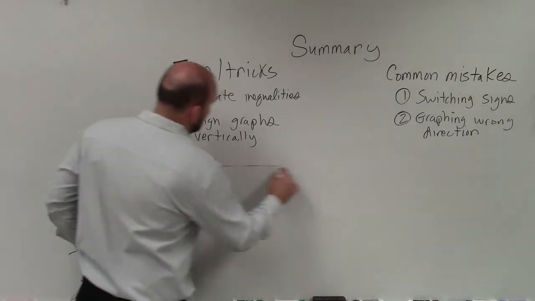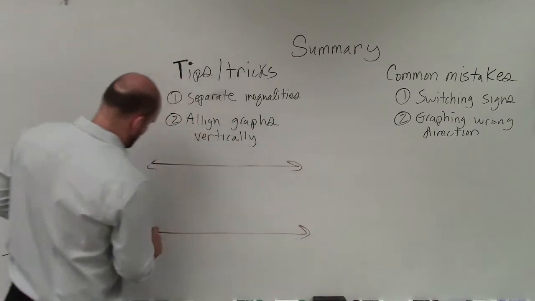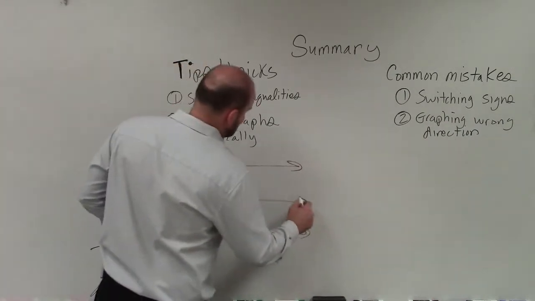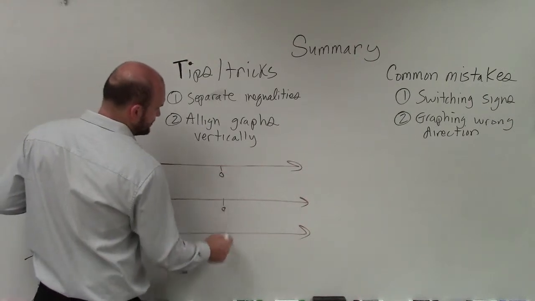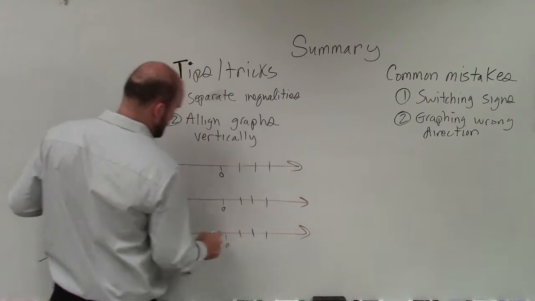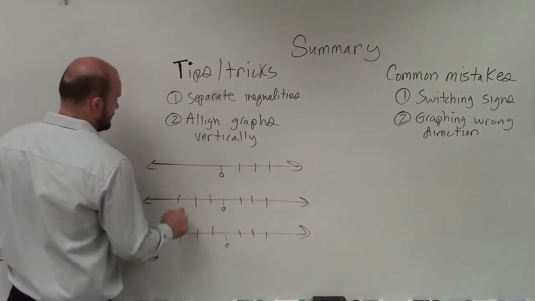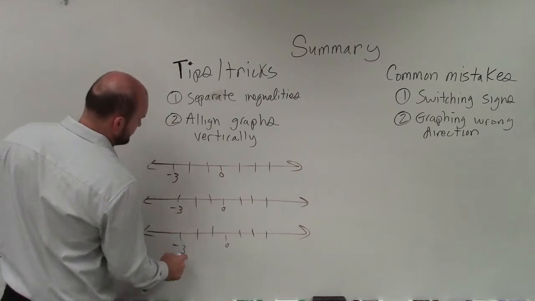So let's say I have one inequality graph here, and another inequality graph here, and then I'm going to make this my actual final inequality. Let's just say they're all numbered 0, 1, 2, 3, and I'll just go by ones here.